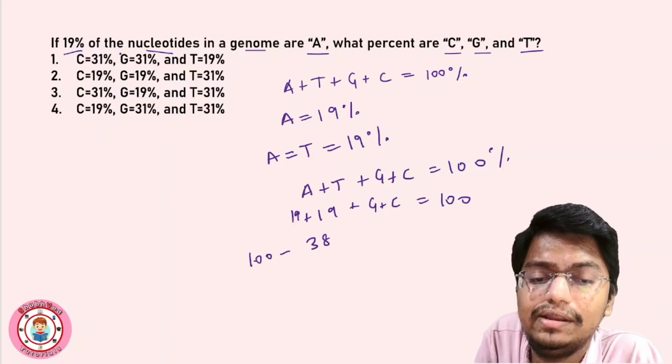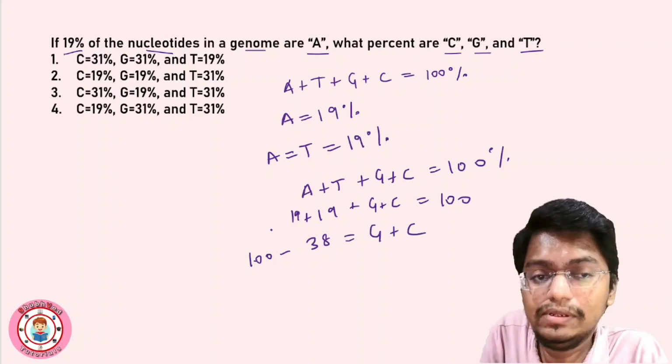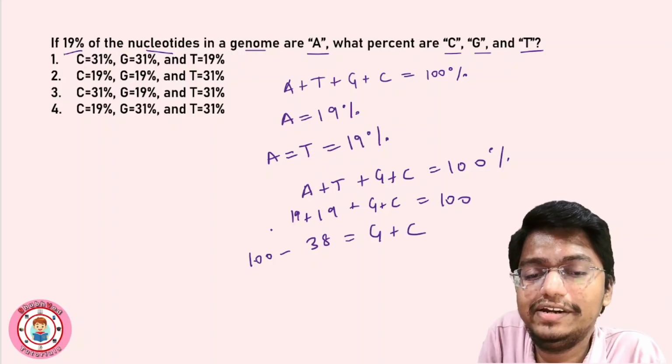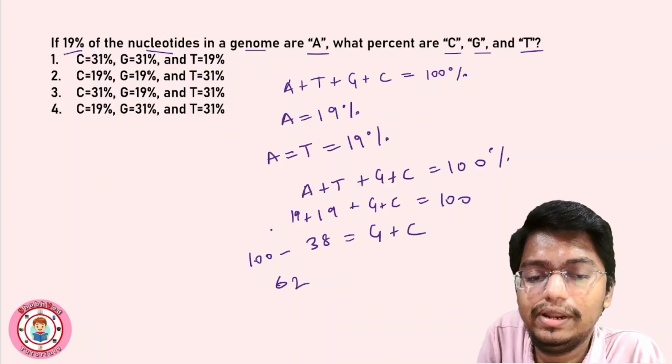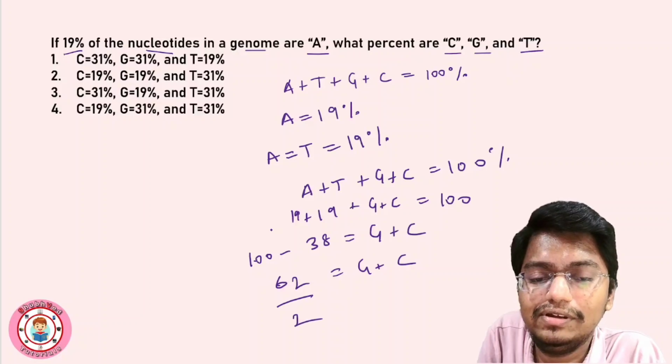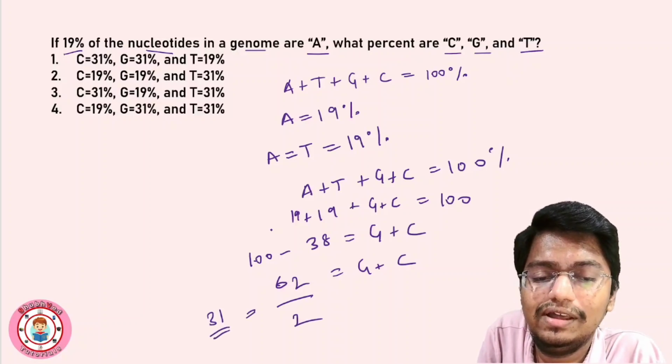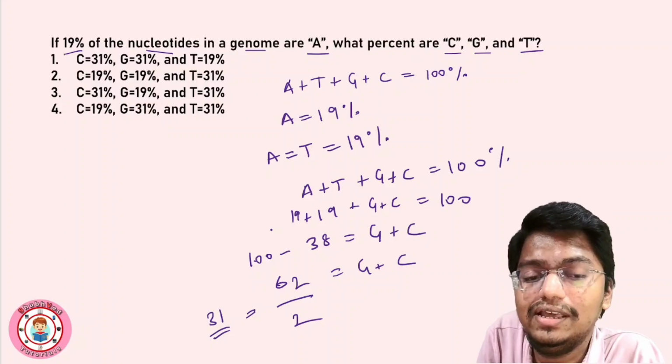100 minus 38 is equal to G plus C. Right? 100 minus 38 is 62. Right? 62 is G plus C. So इसका individual will be half. Right? So 2 3s are 6 and 2 1s are 31. G will be 31, C will be 31.